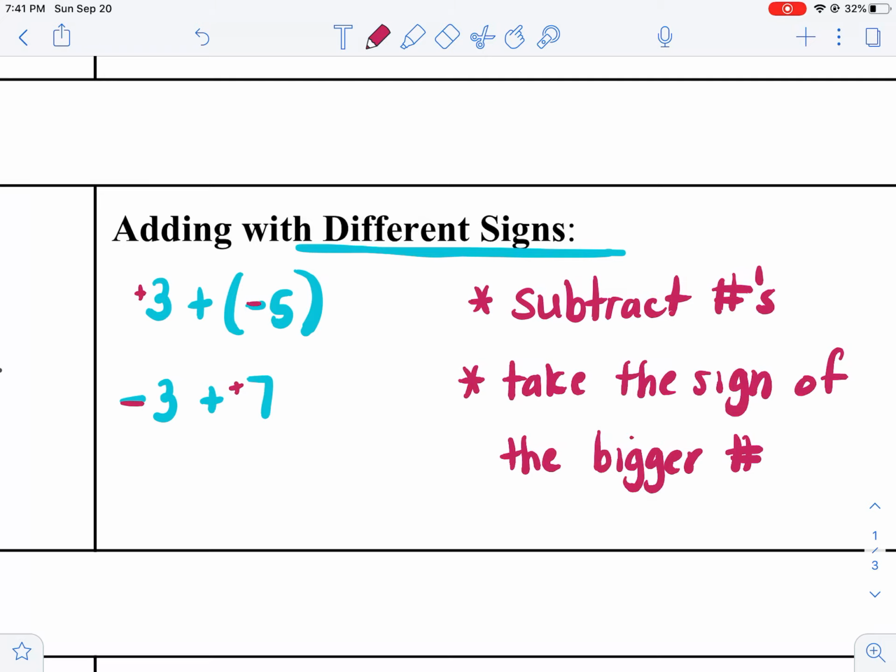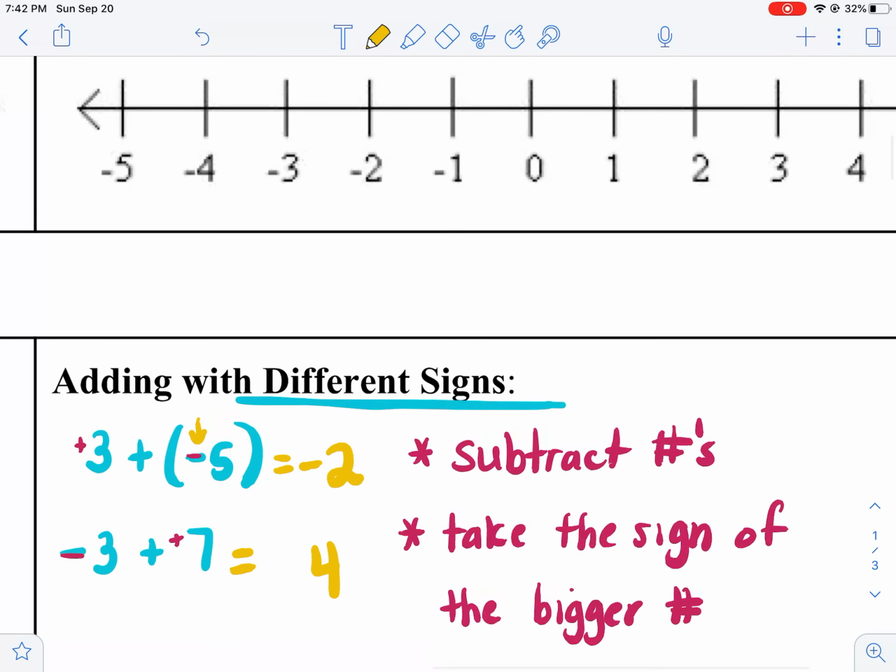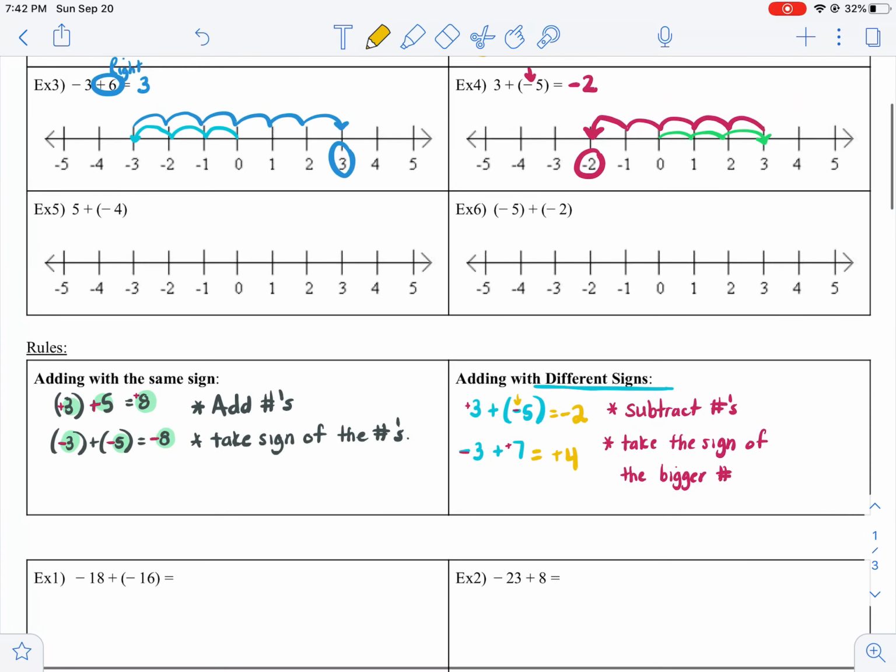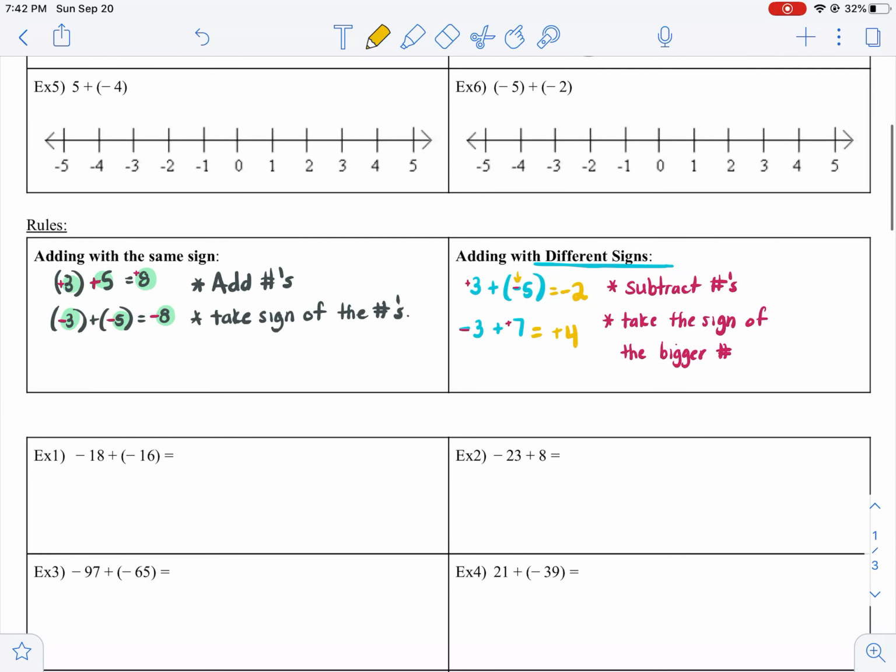So watch what happens. I'm going to ignore the signs and just subtract the numbers. So for this first example, we have 5 minus 3. 5 minus 3 is 2. And I'm going to take the sign of the bigger number. Which one is bigger, 3 or 5? 5 is bigger. So we are going to take the negative. Okay? Same thing for this one. Ignore all the signs. We have 3 and 7. We are going to subtract 3 and 7. 7 minus 3 is 4. And we are going to take the sign of the bigger number. 7 is bigger than 3, so I'm going to take the positive.